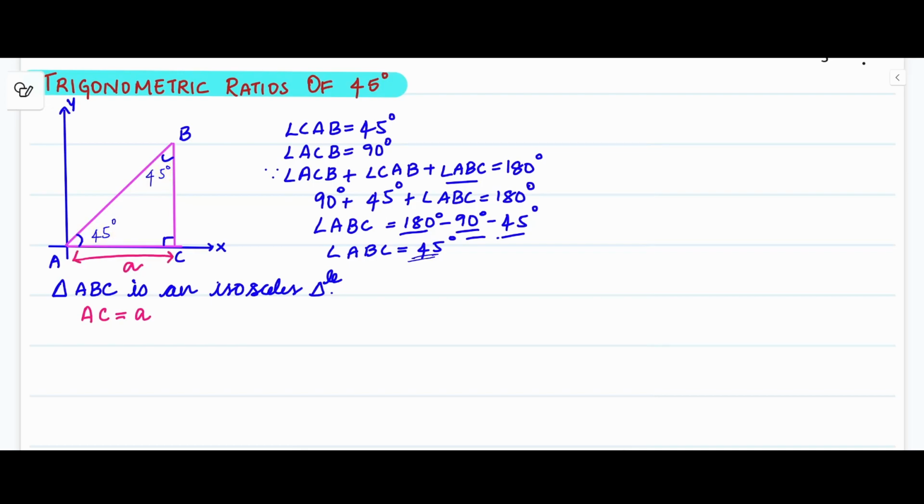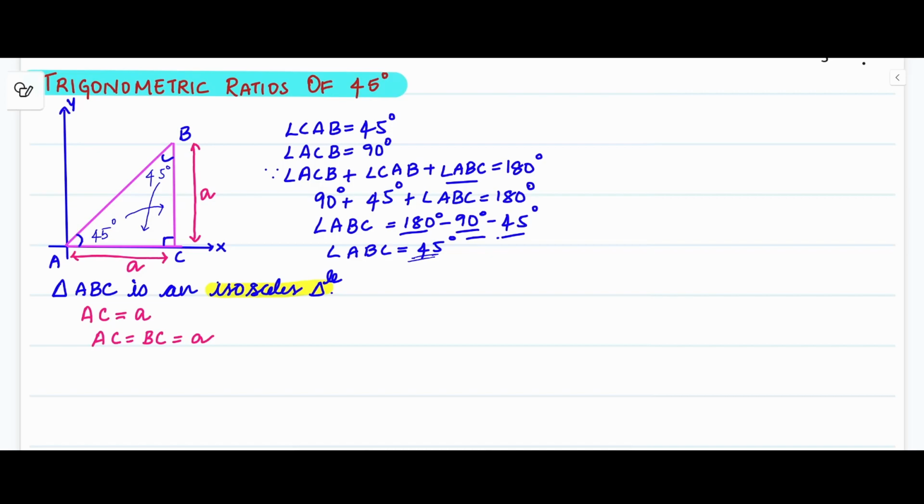Since it is an isosceles triangle, the sides of the triangle which are opposite to the equal angles of the triangle will also be equal. In this triangle, we have angle A and angle B equal to 45 degrees. The side of the triangle which is opposite to angle B is AC, and its length is equal to A units. So now we can also say that angle A, which is 45 degrees, has the opposite side BC. The length of this side of the triangle BC will also be equal to A. AC is equal to BC is equal to A units.